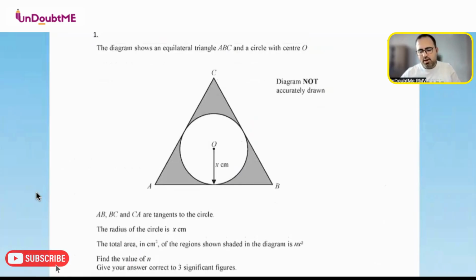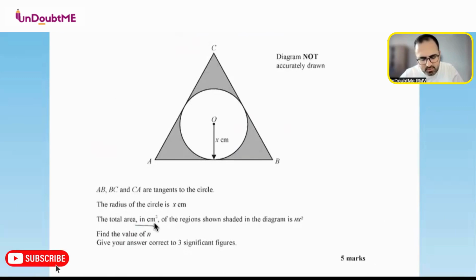The diagram shows an equilateral triangle and a circle with center O. AB, BC, CA are tangents to the circle. Radius is given as x. Total area in centimeter square of the region shown shaded in the diagram is nx square. So basically area of shaded region is nx square over here, and we need to find the value of n.